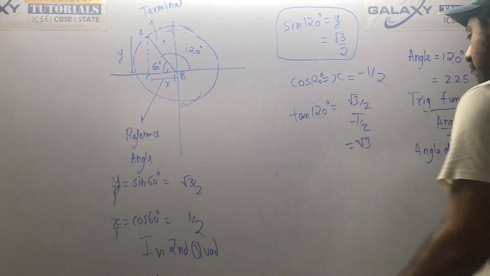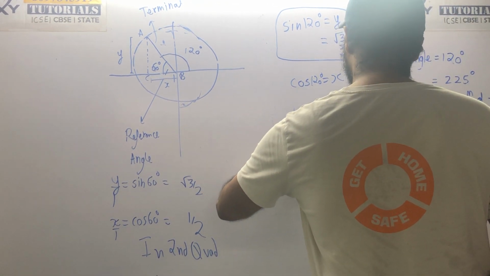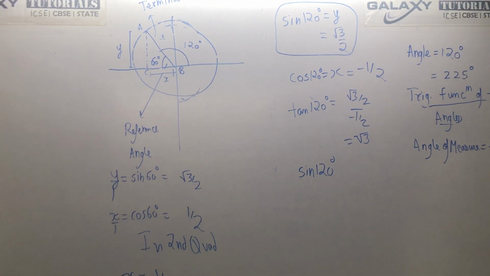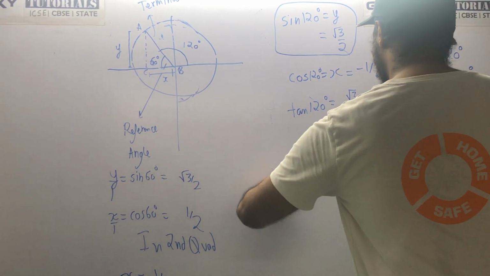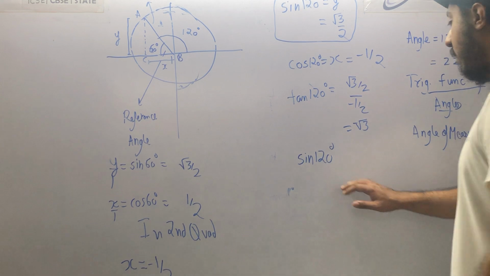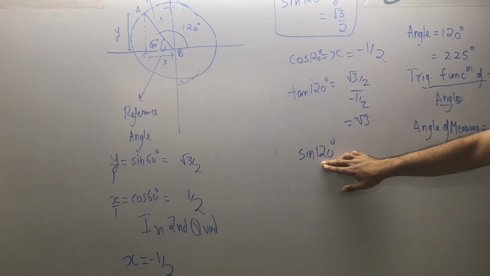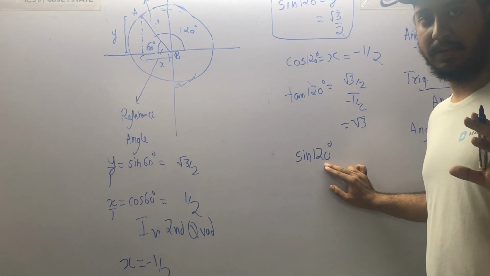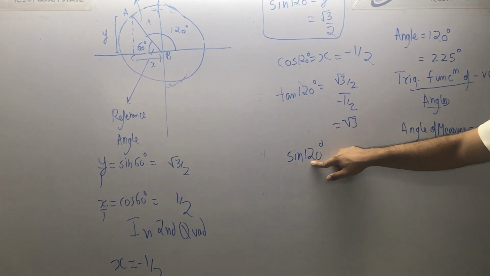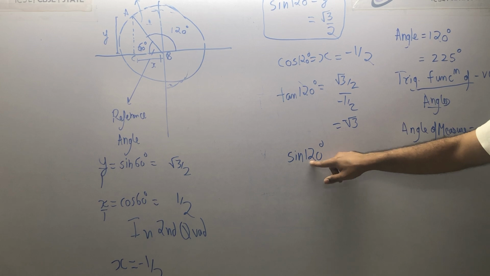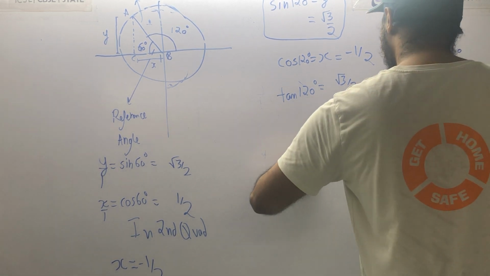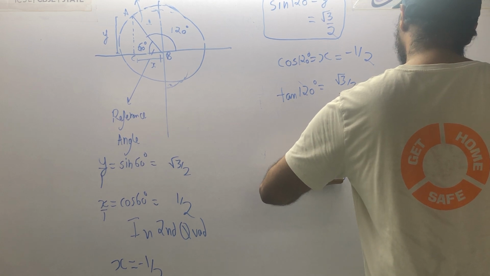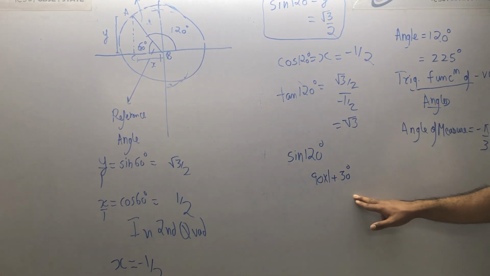Okay, so we have to find the value of sine 120. First I will find the value of sine 120. So what did I tell you in the last class? How will you write 120? You will basically write 120 in the form of a multiple of 90. So how can you write it in the multiple form? You can write 120 as 90 into 1 plus 30 degrees. You can write it like this.